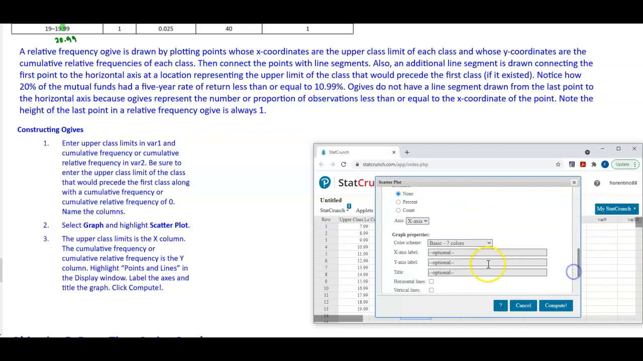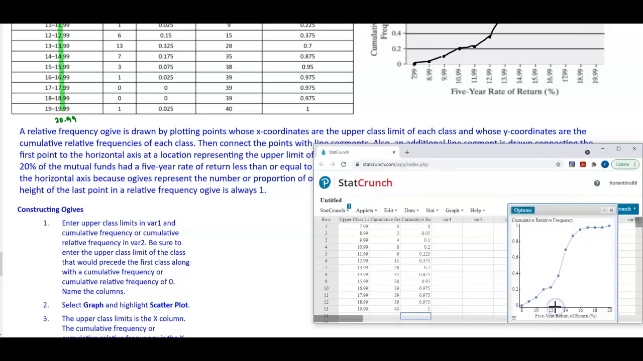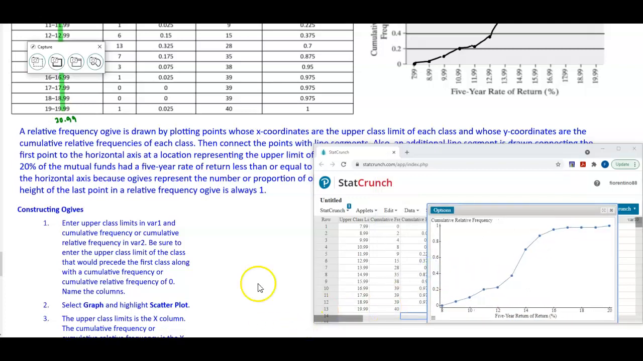Then let's label our x-axis. We know that our x-axis is the 5-year rate of return, and again that's in percentage. And then the y label is cumulative relative frequency. Now let's go ahead and graph. You can see how our graph represents the one that we have done.